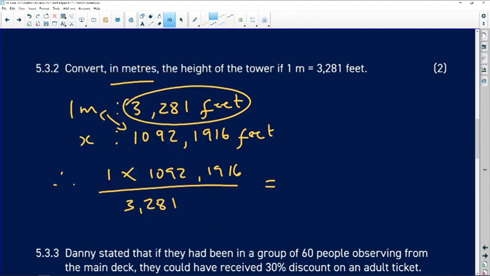In my given context, I was given the numbers to 3 decimal places. So I'm going to give my answer to 3 decimal places. So that's 332.884. And it's in meters. Don't forget to write meters. Sometimes you get a mark for it.